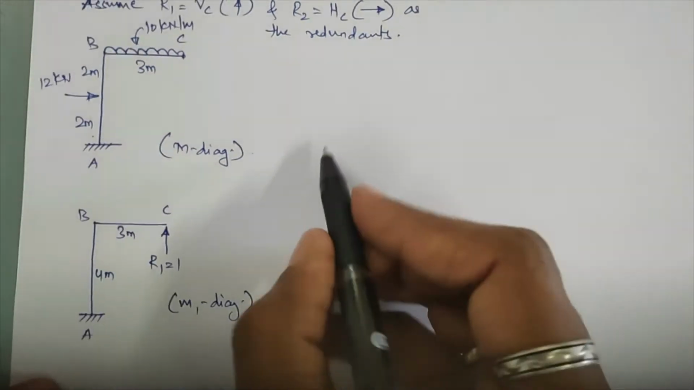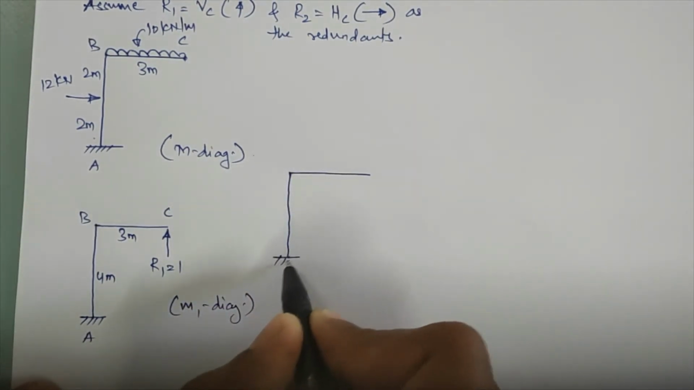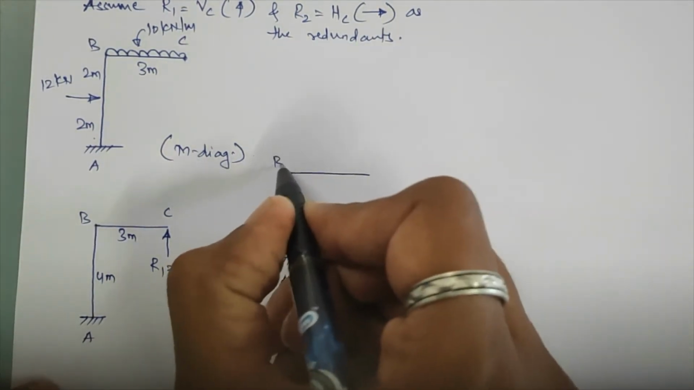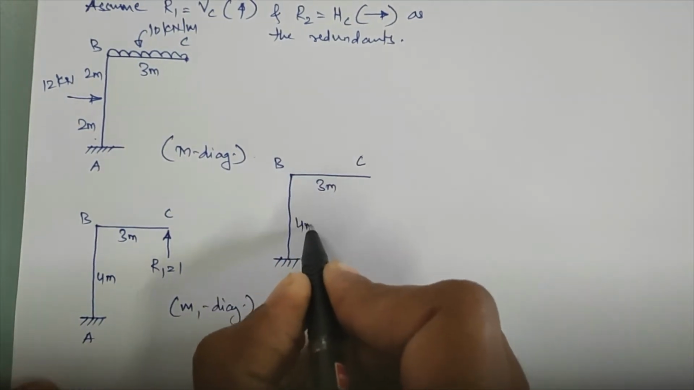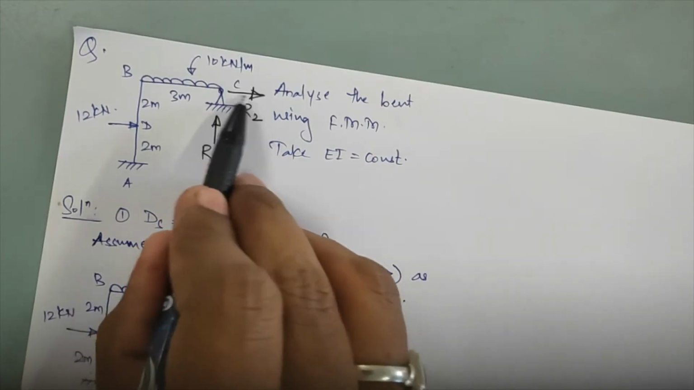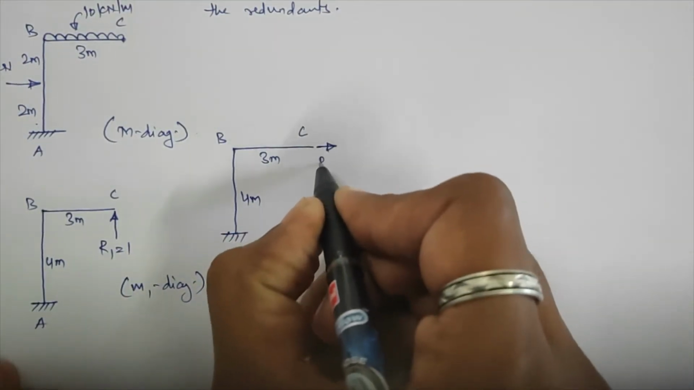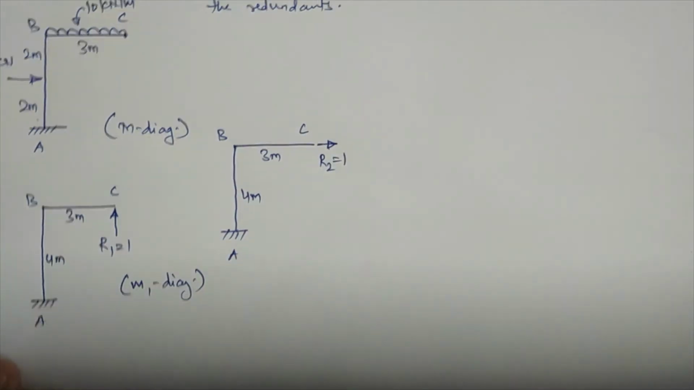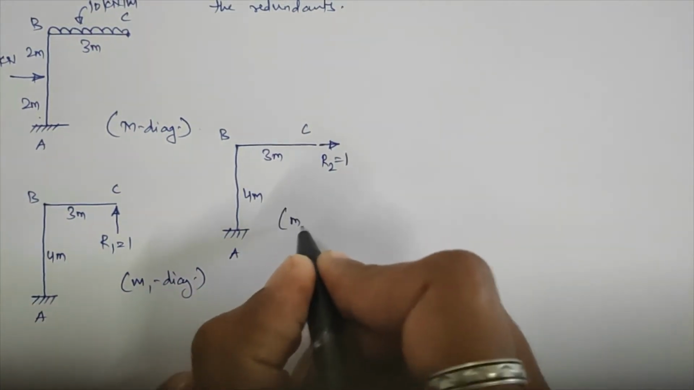And in the same way I'll draw the small m2 diagram here. Again, in the small m2 diagram, we apply a unit positive load at the second coordinate. The second coordinate we have taken is for the horizontal reaction at point C. So here I'll apply R2 equal to 1 now, and that will give me the small m2 diagram.